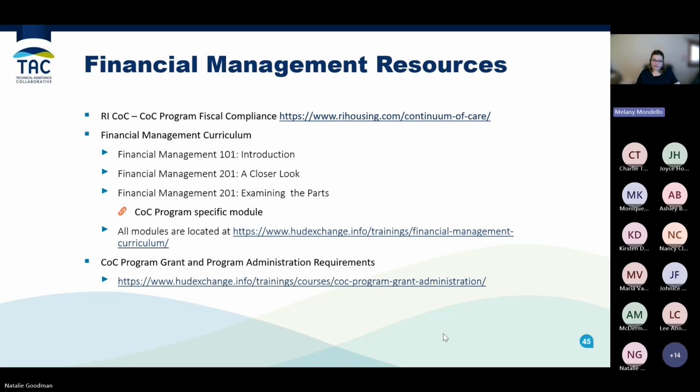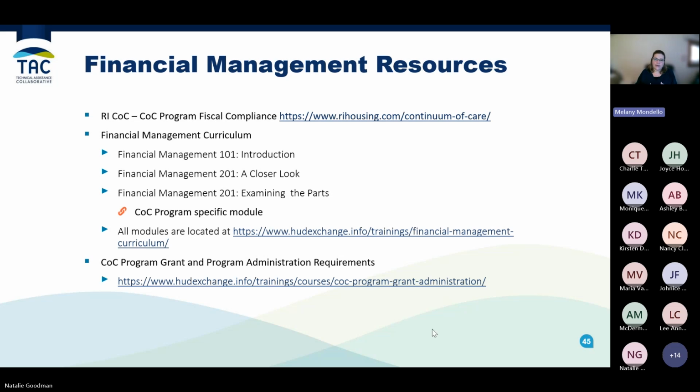Some financial management resources. Rhode Island CoC specifically has a CoC program fiscal compliance training on their website, so I linked that here. HUD has a financial management curriculum, a 101 and 201. That's really good if you're a new project manager. If you're coming into this and just don't have the language, those are really good to use as part of your onboarding.